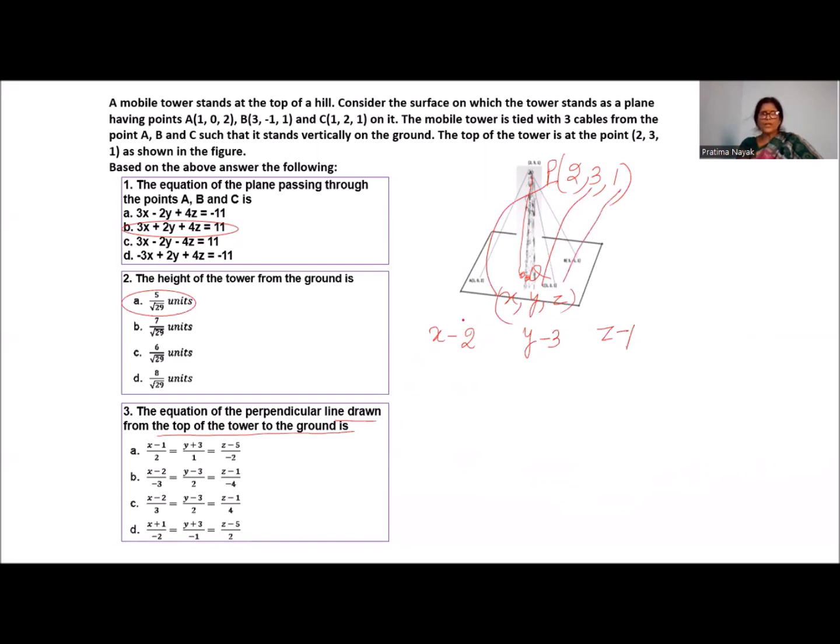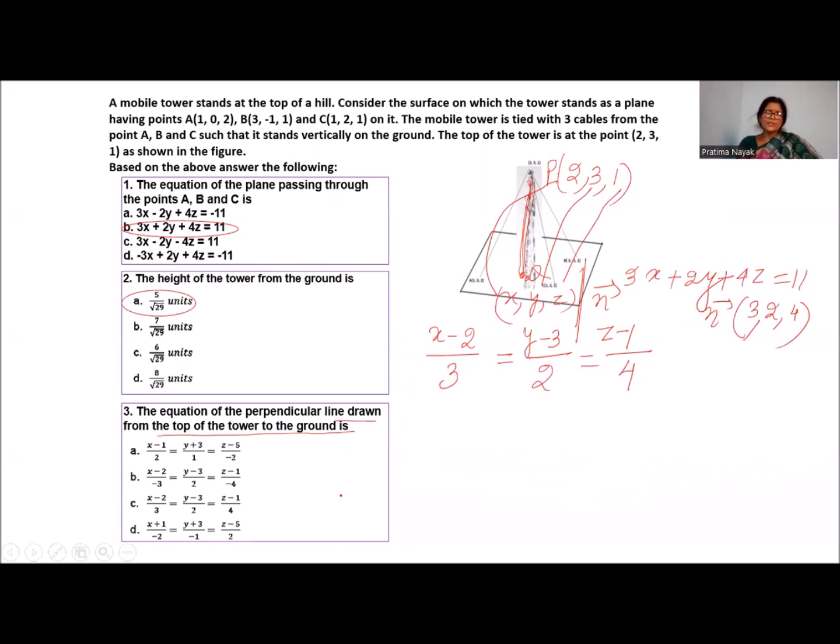And this is proportional to the direction ratio of the normal to the plane. The normal we have already found out: 3x plus 2y plus 4z is equal to 11. So the normal has the direction ratio 3, 2, 4. So they are parallel. PQ is parallel to the normal. So their direction ratios are proportional, which means I can write (x minus 2) over 3 is equal to (y minus 3) over 2 is equal to (z minus 1) upon 4.